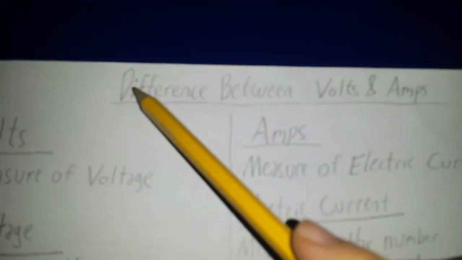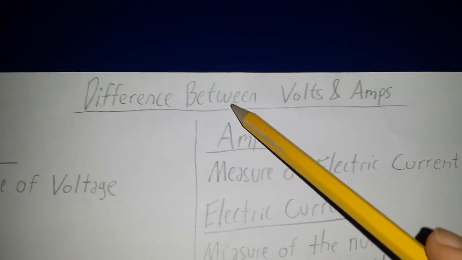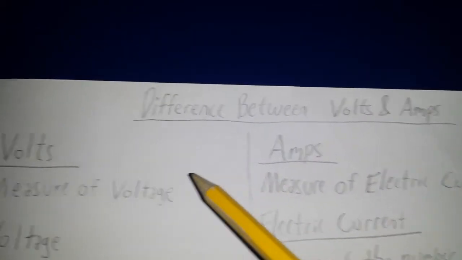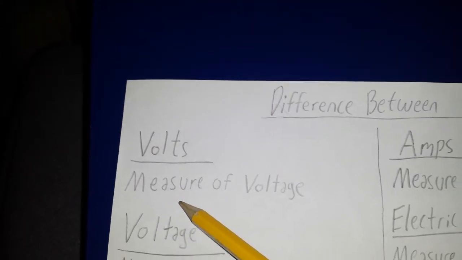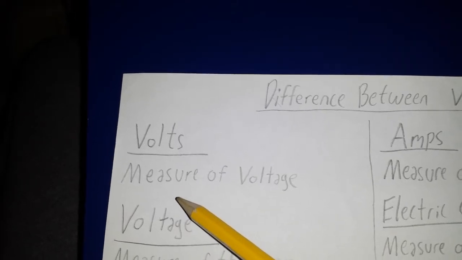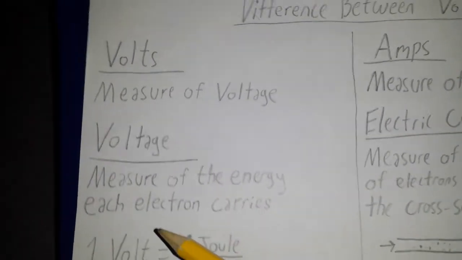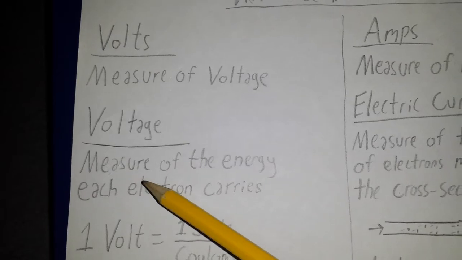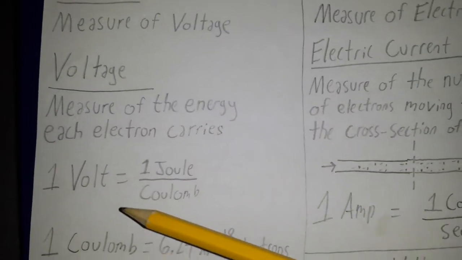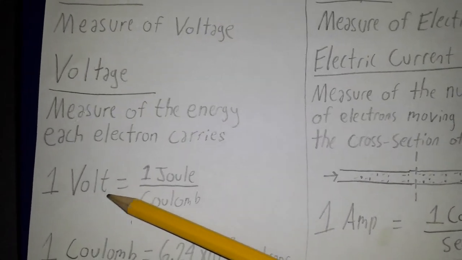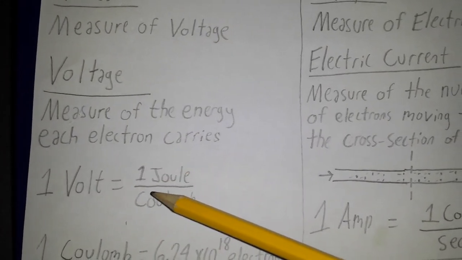Alright, today we're talking about the difference between volts and amps. So let's talk about what volts are first. Volts are obviously a measure of voltage. What is voltage? Voltage is a measure of the energy each electron carries. So 1 volt is 1 joule per coulomb.